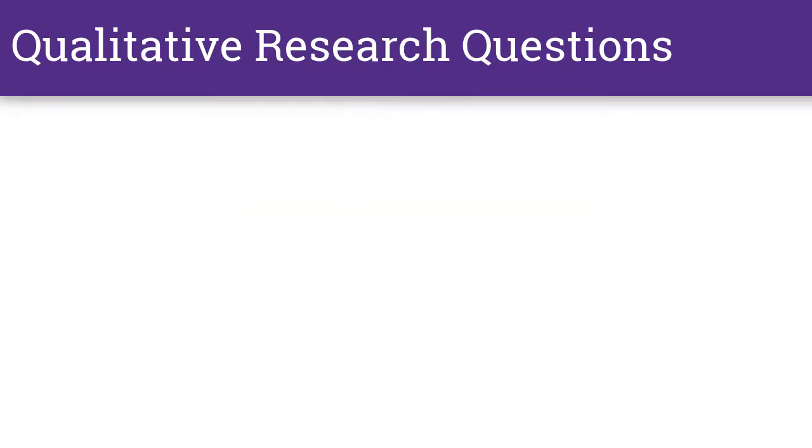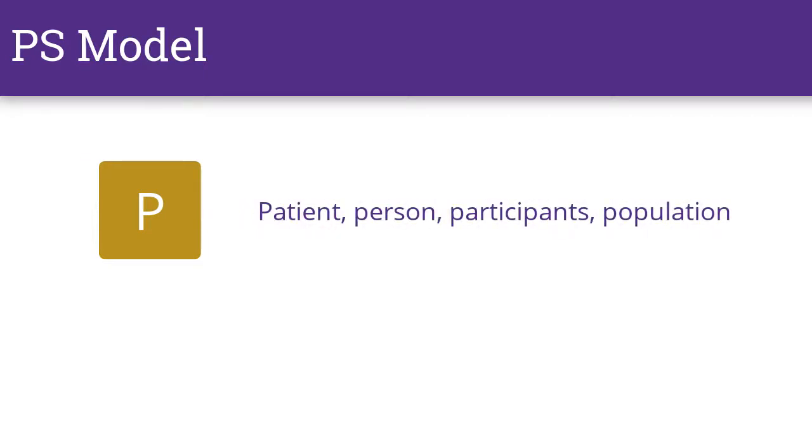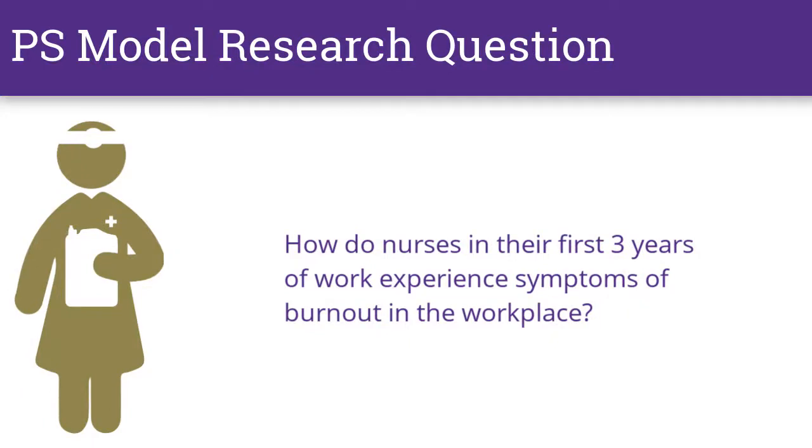Another simple way to think about how qualitative research questions can be created is by using the PS model. P refers to the patient, person, participants, population, and S refers to the situation. A research question following the PS model may look like this. How do nurses in their first 3 years of work experience symptoms of burnout in the workplace?